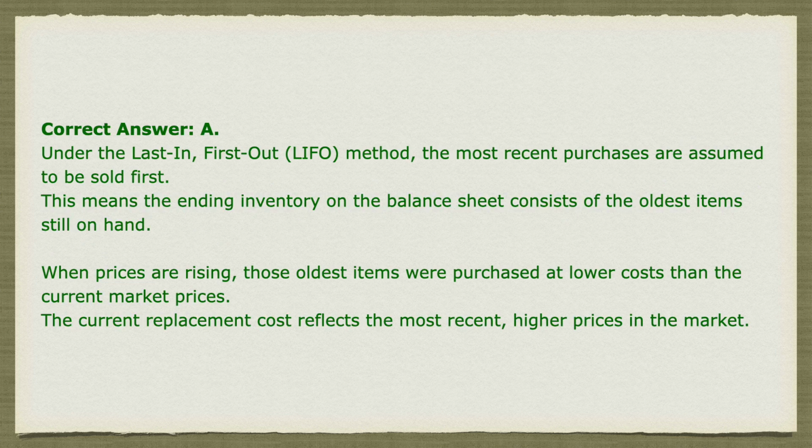Correct answer, A. Under the last in, first out, LIFO method, the most recent purchases are assumed to be sold first. This means the ending inventory on the balance sheet consists of the oldest items still on hand. When prices are rising, those oldest items were purchased at lower costs than the current market prices. The current replacement cost reflects the most recent, higher prices in the market.